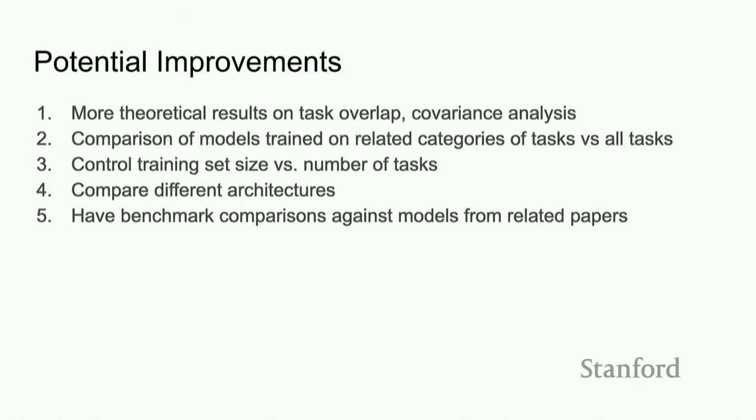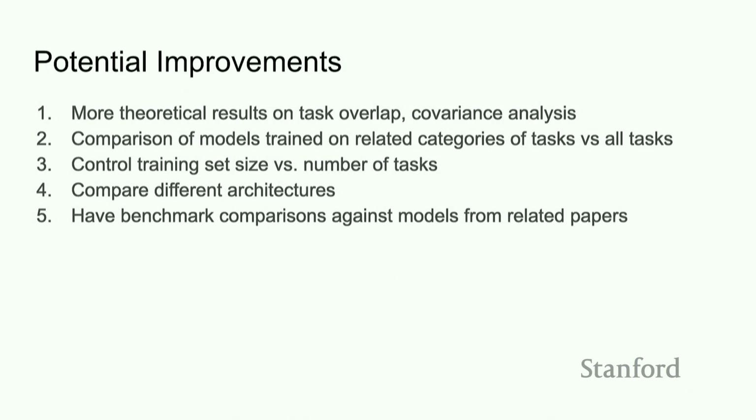Cool. And then potential improvements, which are related to weaknesses. So both more theoretical and more empirical results on task overlap and how that is going to affect our accuracy. Maybe something like an analysis of how covariance between classes is going to help classes learn from each other. Or something simpler, like saying, we have these different categories of tasks. If we train a single model that does all of the tasks in one category, does that give us better accuracy than mixing all these tasks together?